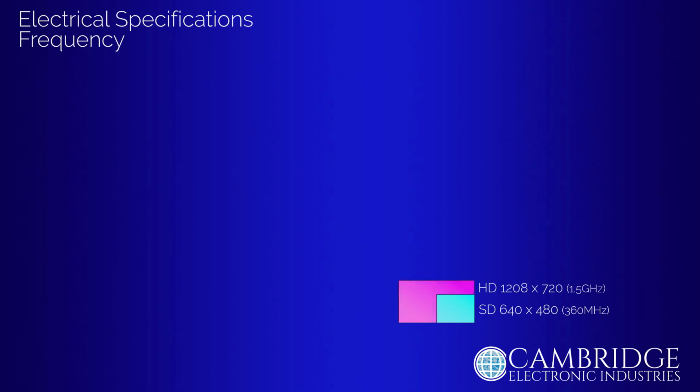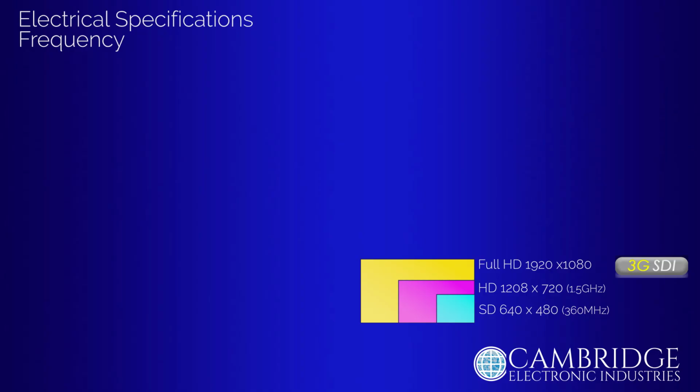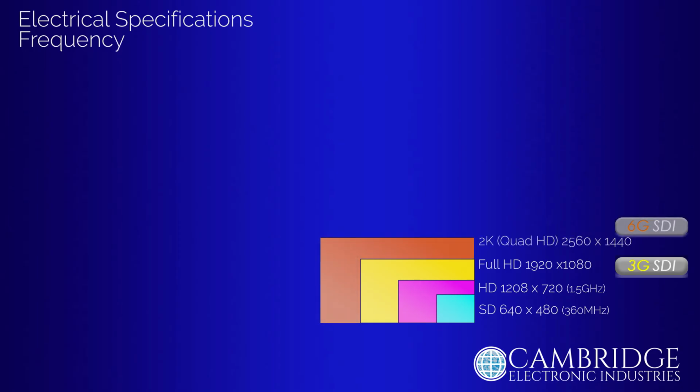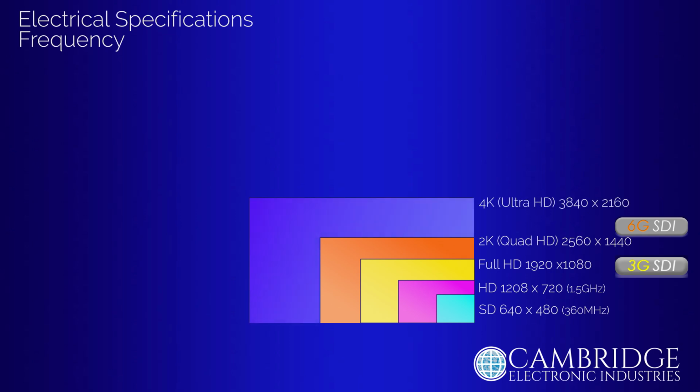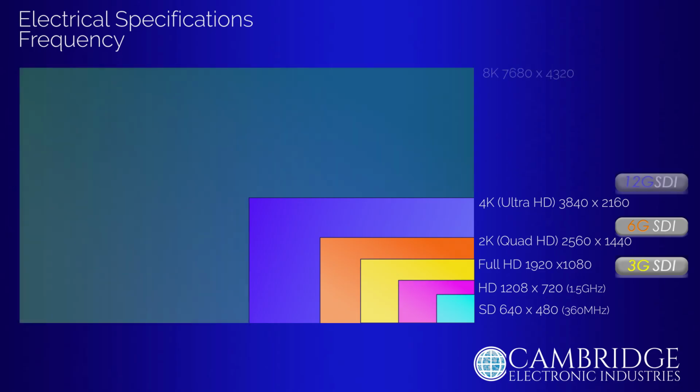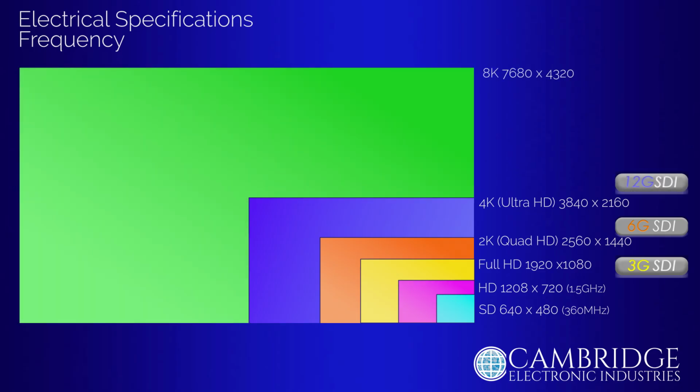Some common examples used in video systems within the serial digital interface standards include 3G SDI, transferring about 3 gigabits per second and supports full HD 1080p video. 6G SDI transfers about 6 gigabits per second and supports 4K video at 30 frames per second. And 12G SDI transfers about 12 gigabits per second and supports 4K video at 60 frames per second, or even 8K video at 30 frames per second.